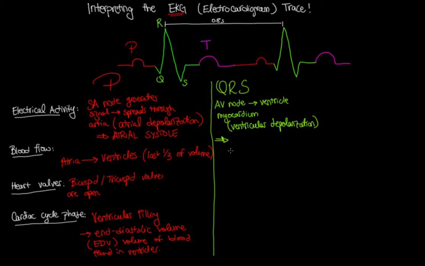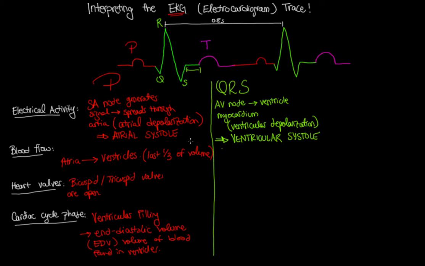And so the big event that is going to follow this QRS complex or ventricular depolarization is what we call ventricular systole. Meaning ventricles are now going to contract, and this typically occurs during the ST segment. So as a result of ventricular depolarization, the QRS.